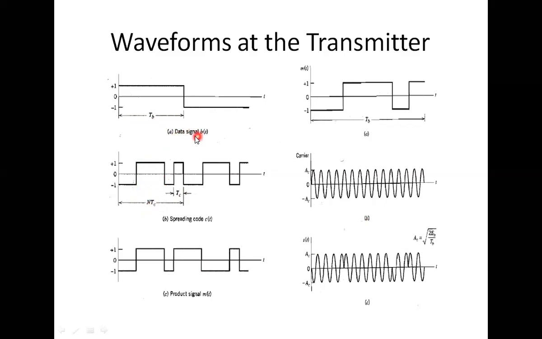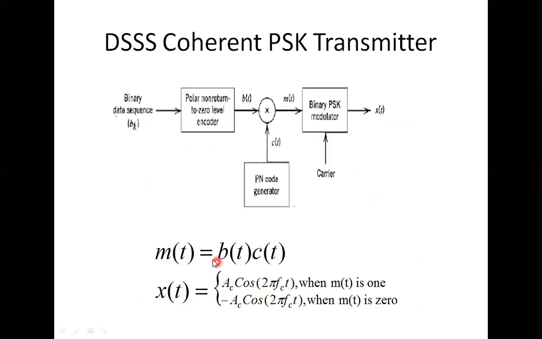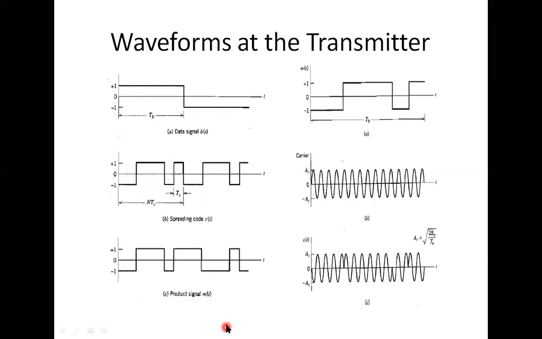The product of the data signal and the spreading code, B of t into C of t, is M of t, which is plotted here. So you can see here, from here to here, from here to here, the data takes a value equal to +1 volt. So whatever comes up to this code, this signal is copied as it is. Then from here to here, this will be inverted. So wherever this is low, this is high. Wherever this is high, the product is going to be low. So we have seen the waveforms up to M of t.